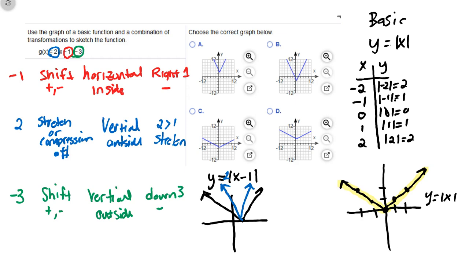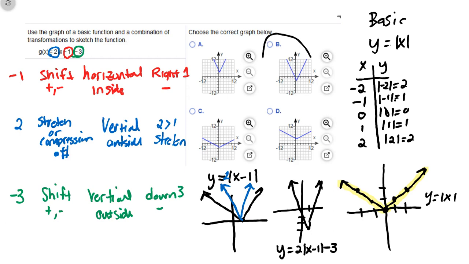So I'm going to take that blue graph that I've drawn, which is a skinnier absolute value, and shift it down 3. And that will be my final graph, y equals 2 absolute value of x minus 1 minus 3. And so that looks like answer choice B to me.